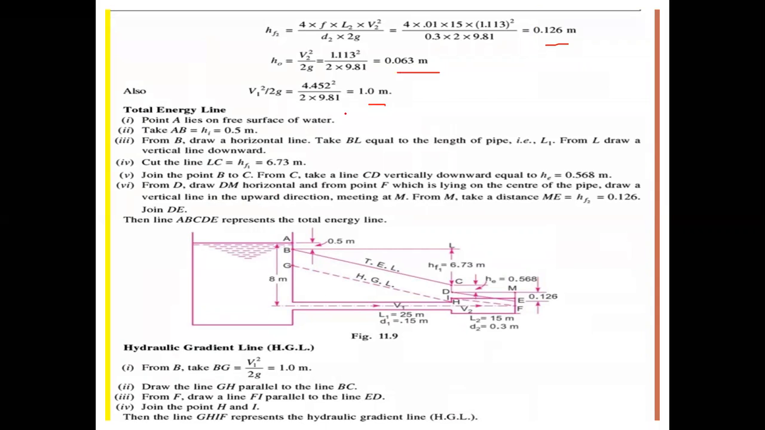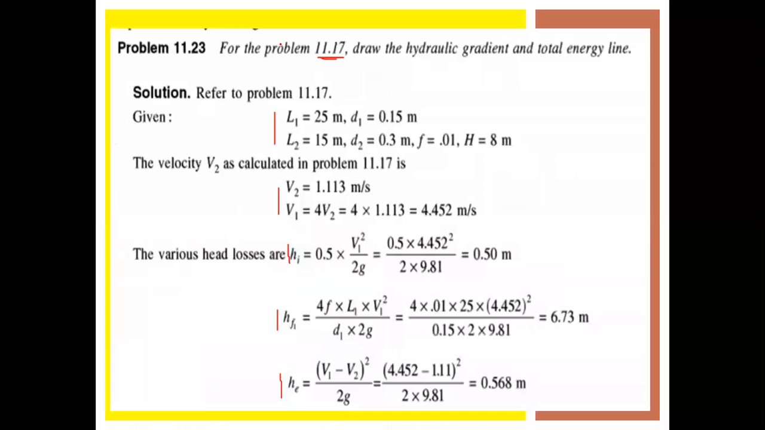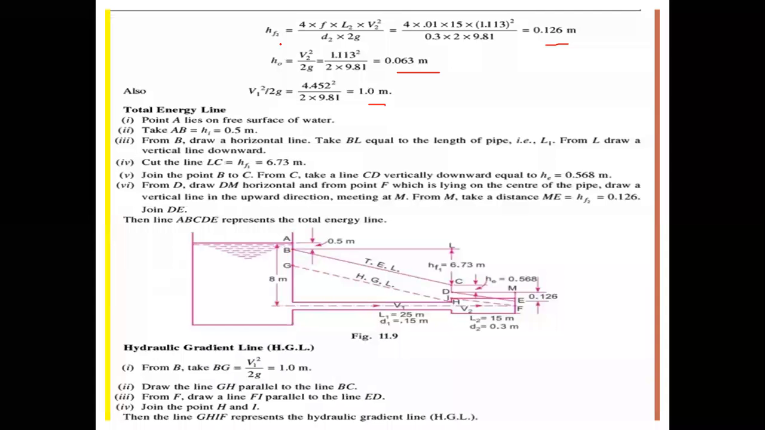So the figure is already drawn. Now, first to find the total energy line. Point A lies on the free surface of water. So on this free surface, always put point A. Next, what is HF1? HF1 is equal to 6.73. Therefore take AB equal to HI, 0.5. Take AB from here to here, AB is equal to 0.5.